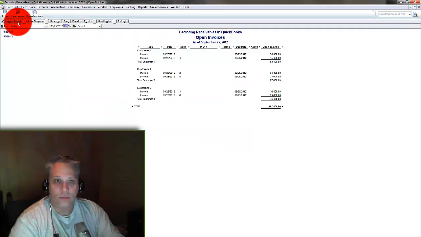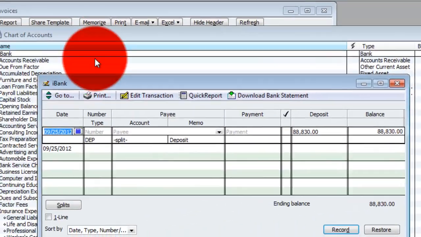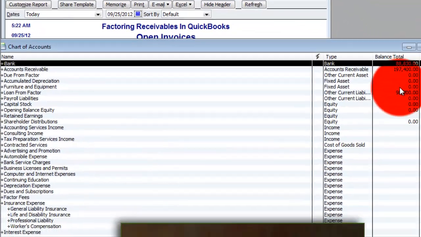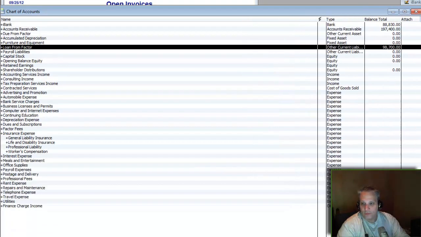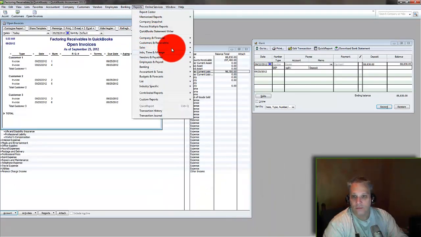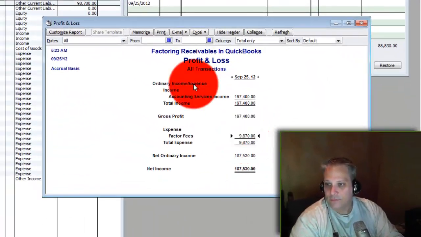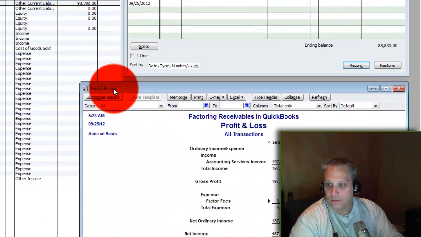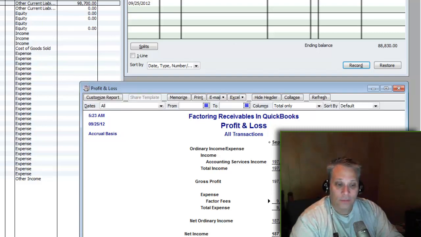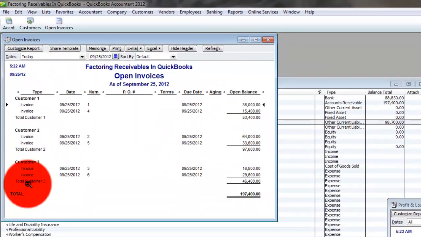Save and close. So now what happens? We have the $88,830 sitting in our bank account. We have a loan from the factor in the form of a liability, of course, for $98,700. And if I run my profit and loss, I have my factor fees of $9,870. That's just on the first payment. That's just the first payment, ladies and gentlemen. So now what happens is, and notice I did nothing to the invoices. The invoices are still all sitting out there as unpaid invoices.